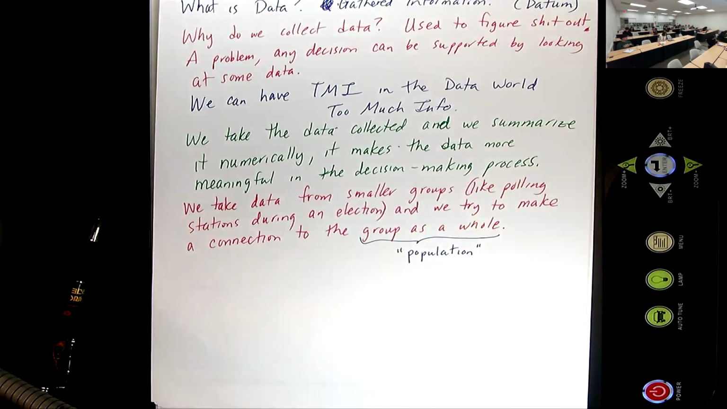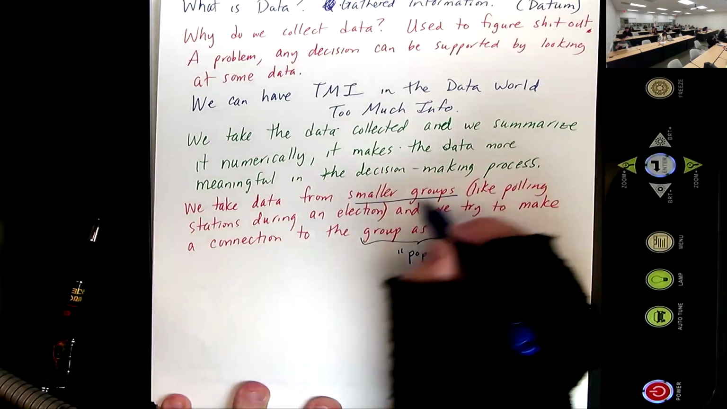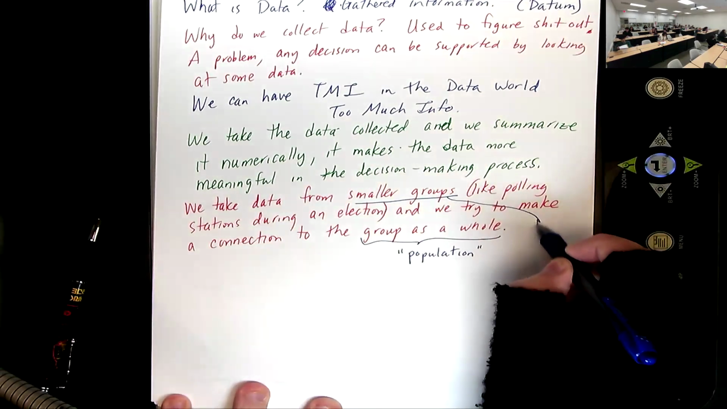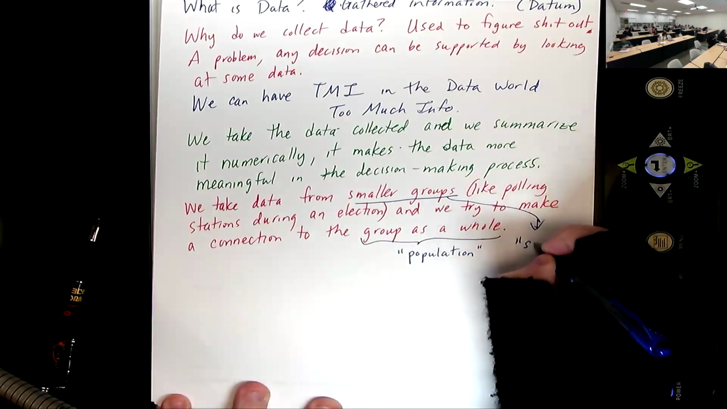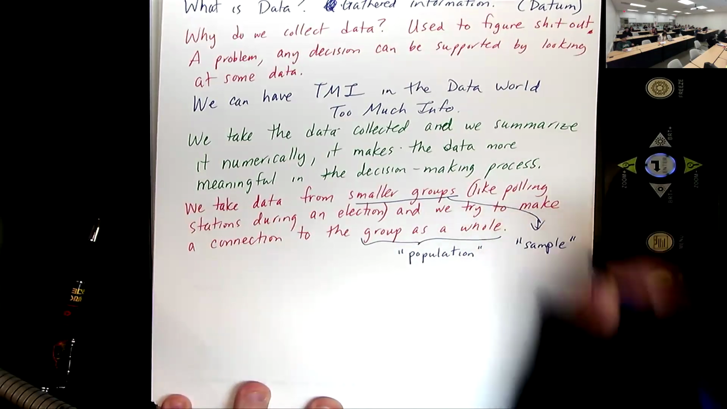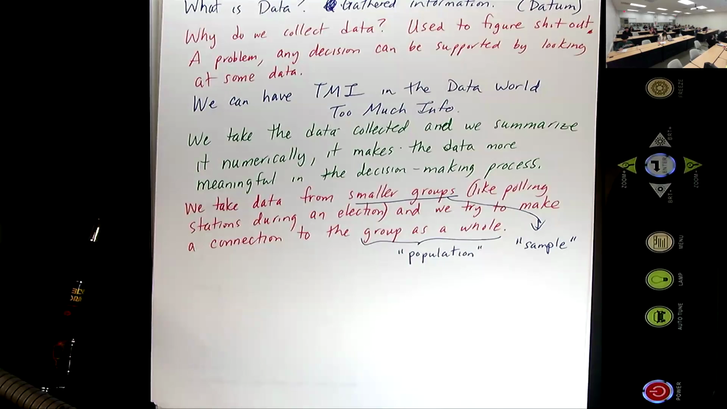We often associate population with people count, but it doesn't have to be. It could be the number of cars in Visalia. It could be the number of homes in Visalia. It's an amount, and it represents the total number present in a group. The smaller group will be what we call a sample. It's a sample of the population.